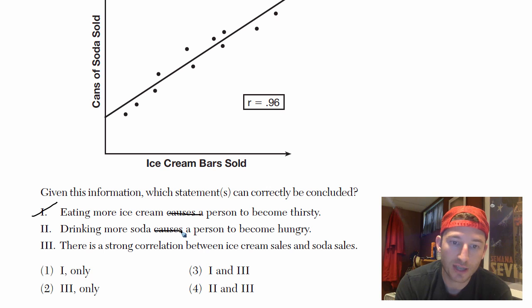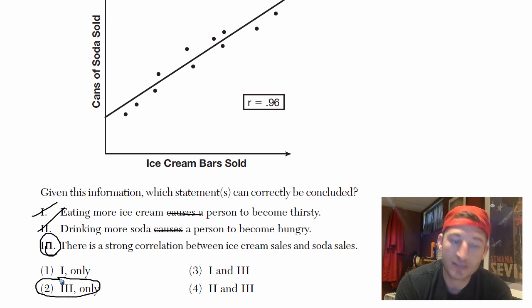Right? Causes, again. How do I know it's not the other way around? We don't really know what causes the other. We just know they happen together. That's the main idea behind correlation. There is a strong correlation between ice cream sales and soda sales. That is true. Let me X out 2. So I'd only pick 3 in this case.